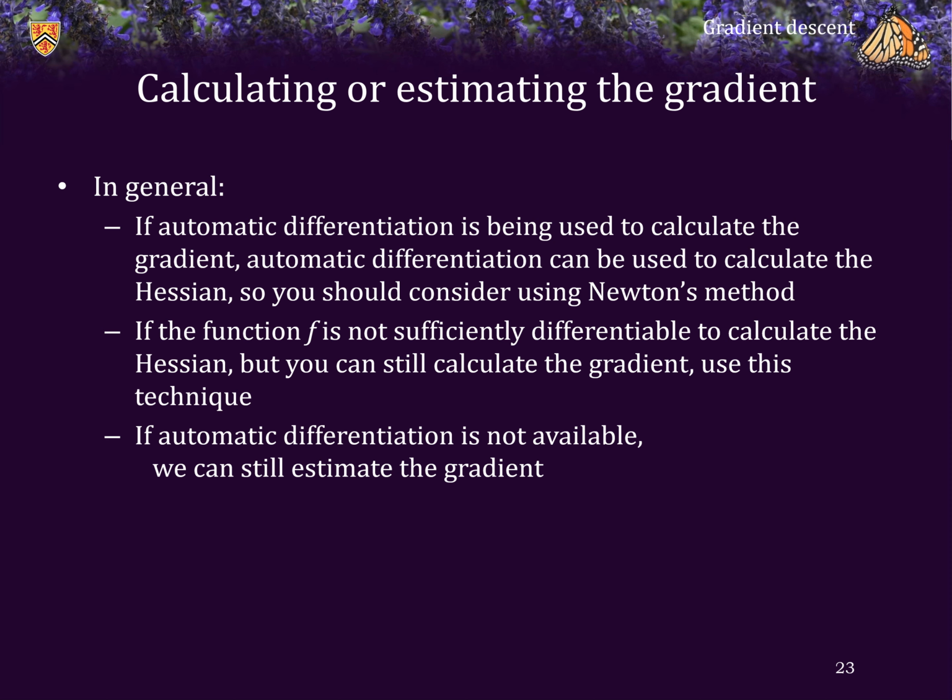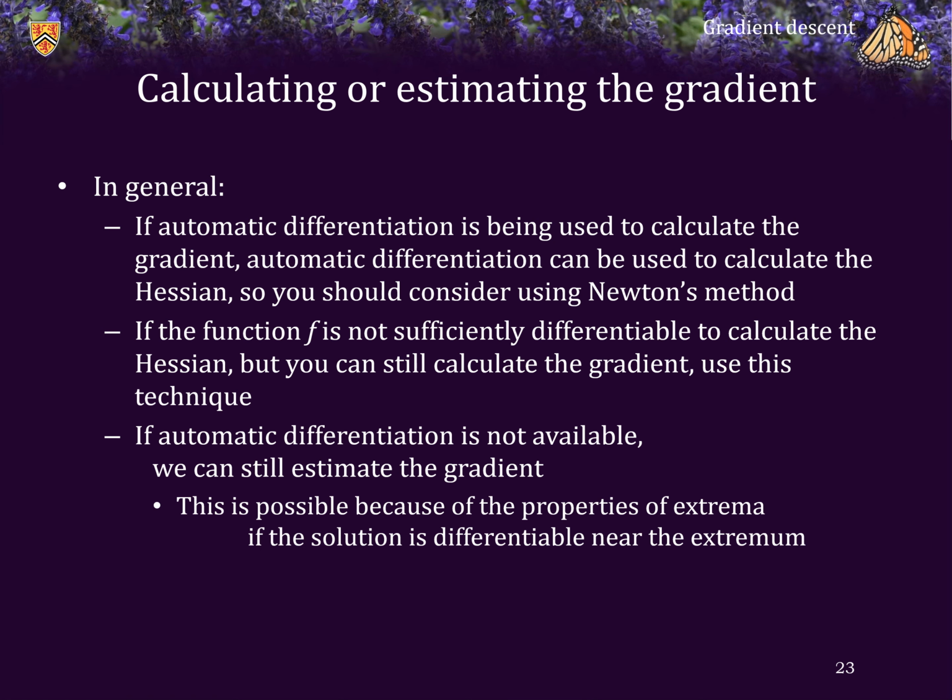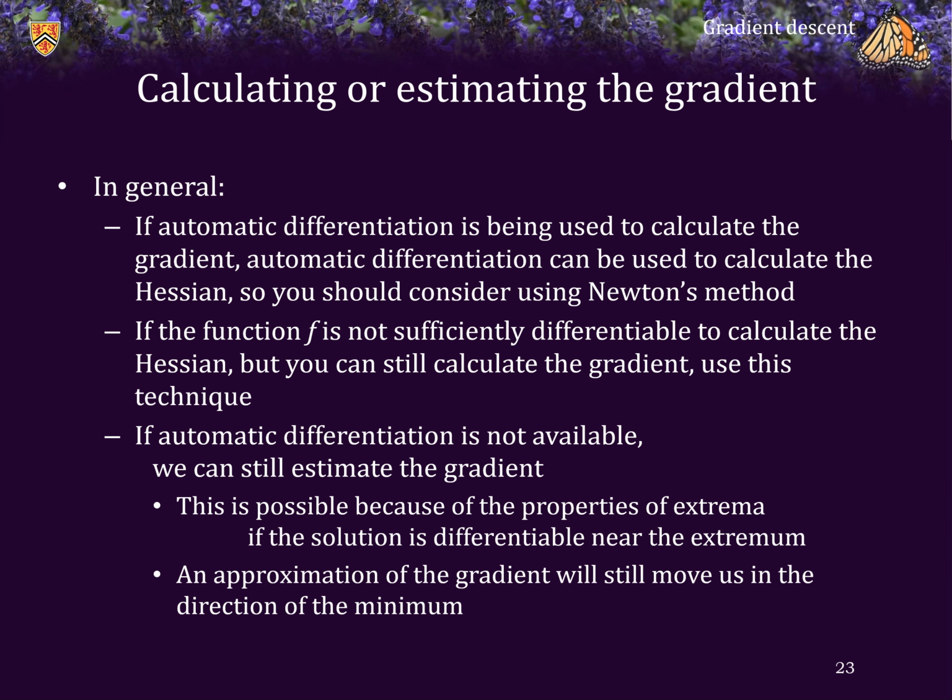However, if automatic differentiation is not available, we can still estimate the value of the gradient. After all, the gradient is nothing more than a vector of partial derivatives. Now, again, this is going to be possible if the solution is differentiable near the extremum. So all of this gradient descent discussion only applies if the solution is sufficiently differentiable. Consequently, we will be able to calculate an approximation of the gradient and move in that direction.